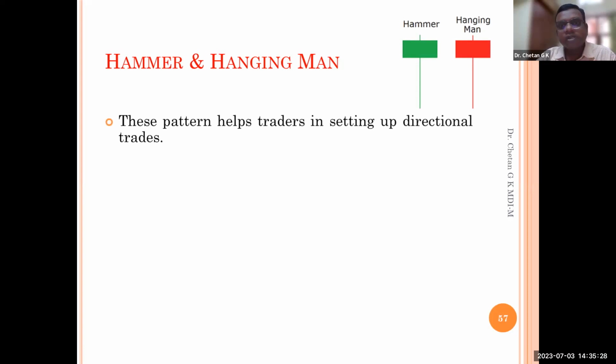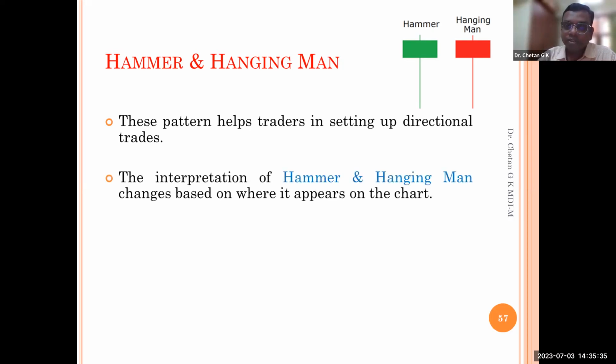These patterns help traders in setting up directional trades. Okay, so if you want to go for directional trades, hammer and hanging man patterns will be helpful. The interpretation of hammer and hanging man changes based on where it appears on the chart. Supposing it appears after a downtrend, the meaning changes, or if this hammer appears after an uptrend, the meaning changes. Okay, so what is it? We'll see.